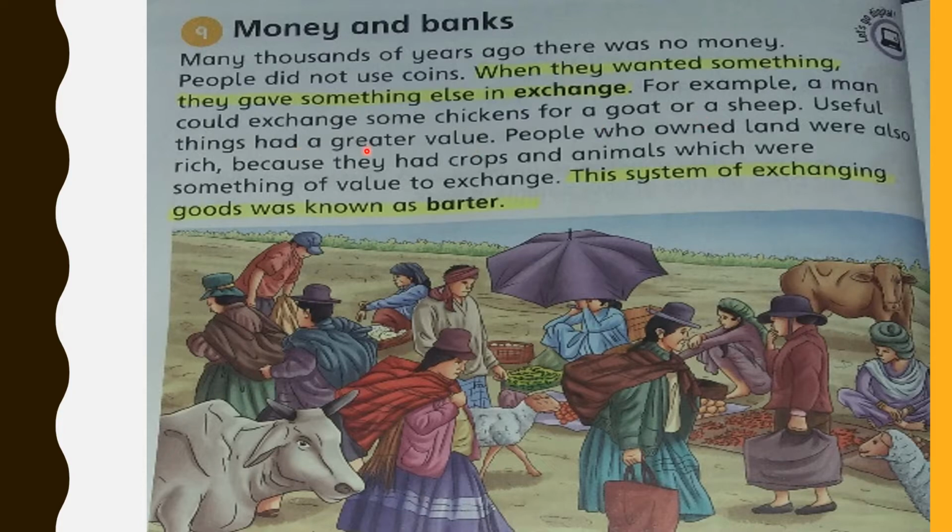Useful things had a greater value. People who owned land were also rich because they had crops and animals which were something of value to exchange. This system of exchanging goods was known as barter. Okay? The system of exchanging goods was known as barter.